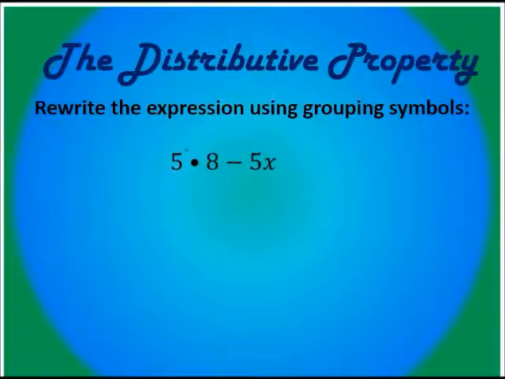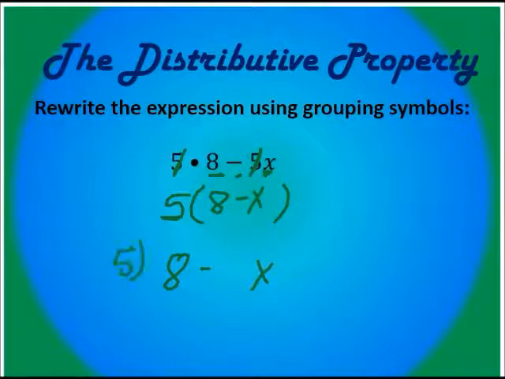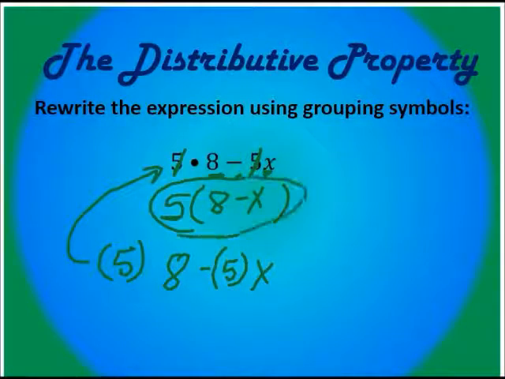Okay, the first thing you want to do is look for that common factor. We have a 5 in common, so we're going to put that 5 out front. Going to get rid of the 5s here. What are we left with? 8 minus x. And we can check that by distributing that 5. 5 times 8 minus 5 times x. And that's what we started with. So our answer here is correct.